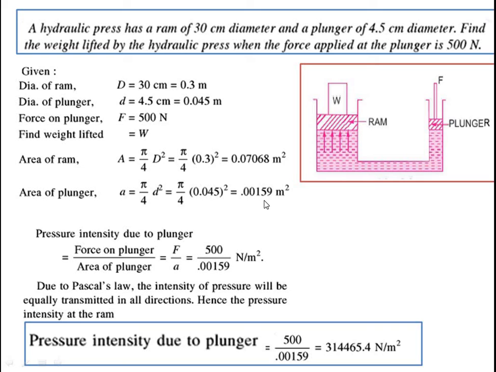Calculate first the area of both, and we know that force upon area is nothing but the pressure intensity due to the plunger. And according to Pascal's law, the pressure applied at both sides is the same. So here calculate the pressure. Pressure is equal to force upon area. So force is 500 divided by area. We will get the pressure. The same amount of pressure will be applied here, and the same amount of pressure will be applied here.